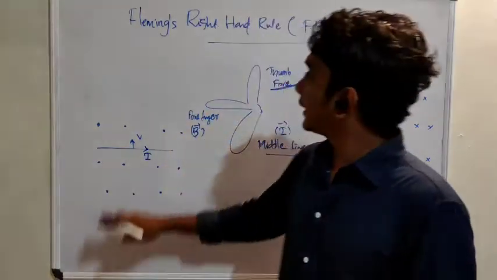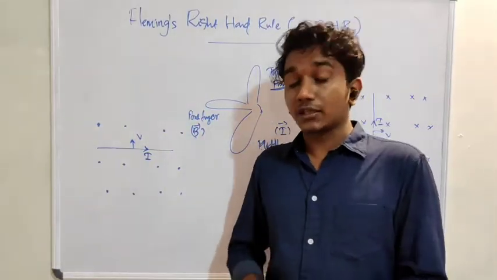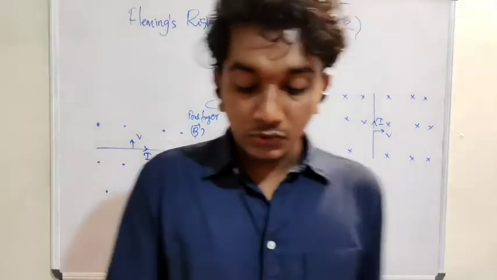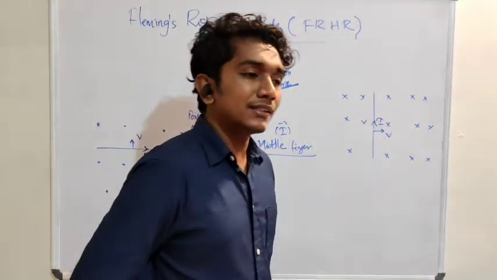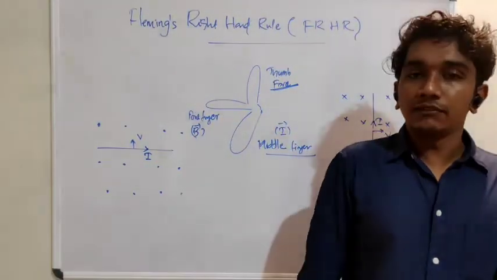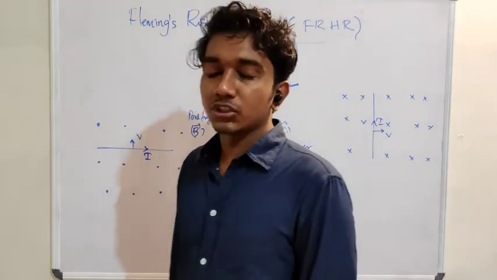So this is the whole Fleming's right hand rule. Don't get confused about this. It's very easy, and we will discuss motional EMF next.